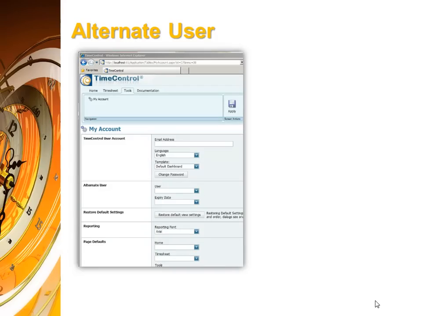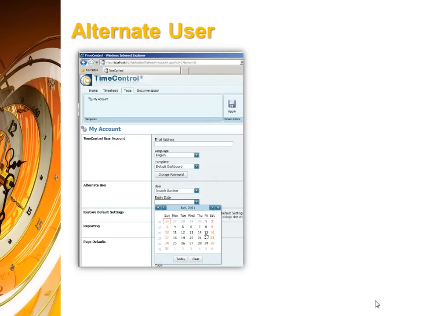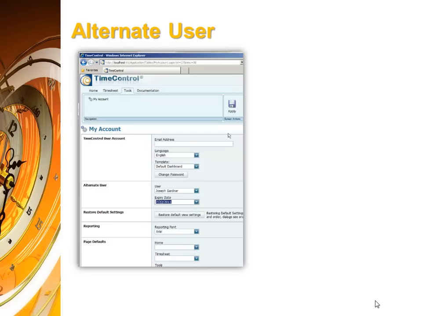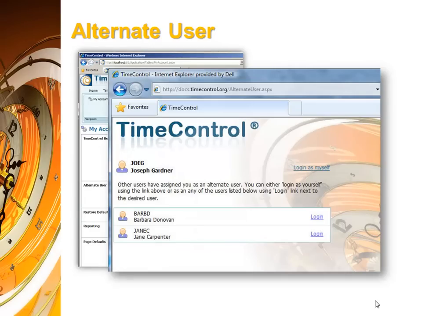So in the options area, the person goes and selects that user. They can select from the possible users for their department. In this case, Barbara will select Joe Gardner, and that option will be available until my vacation's over on the 22nd of July. And that's how easy it is. We save that option, and now when Joe goes to log into Time Control, he will see that they can log in as Barbara Donovan. They log in as themselves, or they can log in as the alternate during that period.